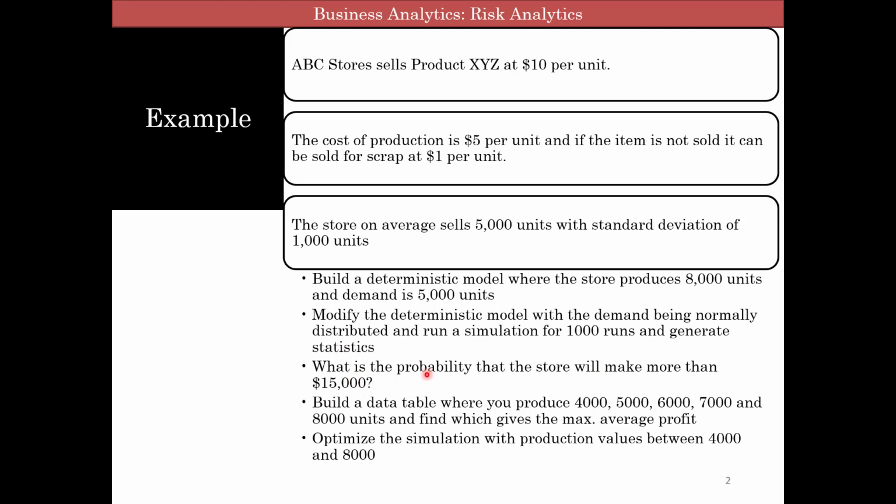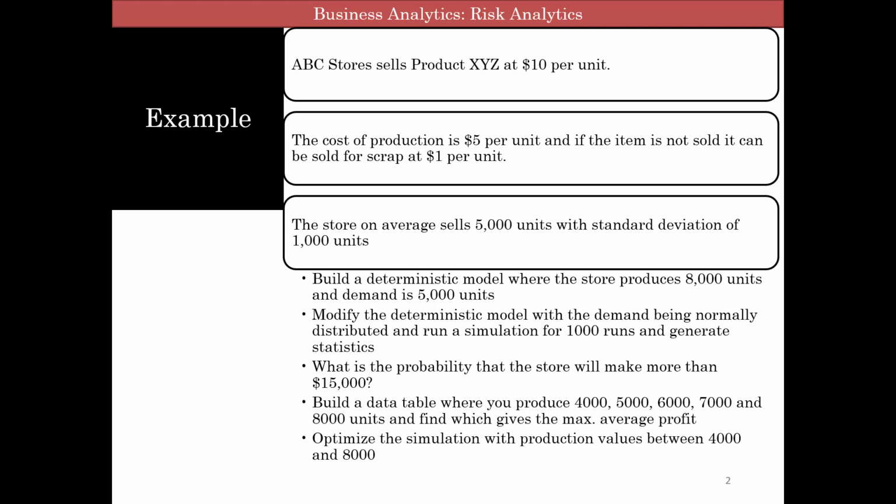and you're trying to find the statistics and the target probability. Once we've done this and analyzed the data table, we're going to run an optimizer. So now we're going to look at production between 4,000 and 8,000, and we're going to optimize for maximizing our average profit. Okay, so multiple things we're going to do. Please follow this very carefully. You should be able to replicate this Excel step by step. And if you can do this, you are in good shape to do your simulations for other problems.